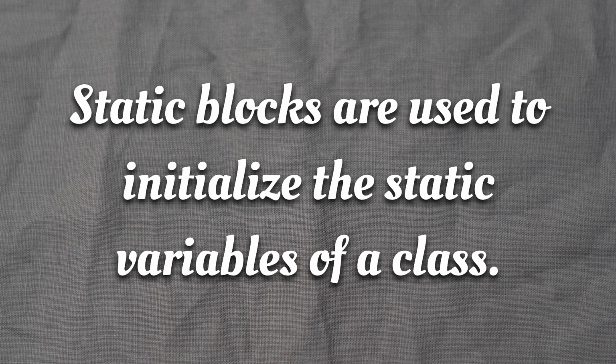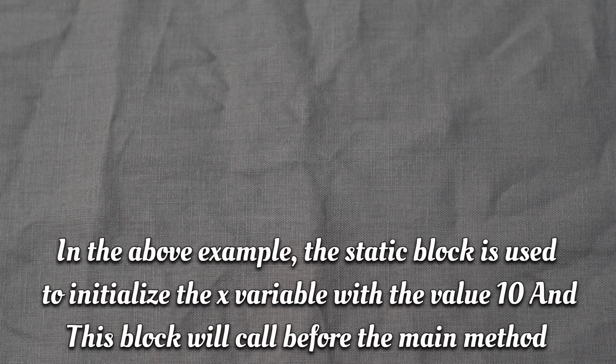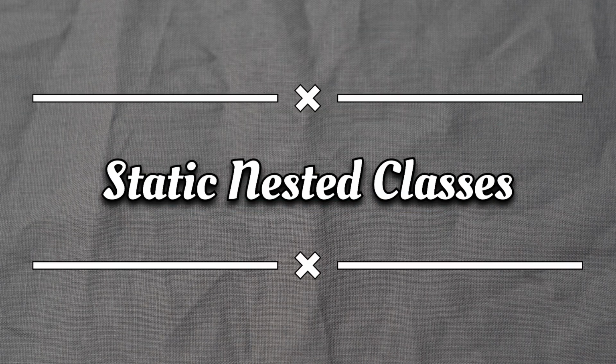Static blocks are used to initialize the static variables of a class. They are executed only once when the class is loaded into memory, before any other code is executed. Here's an example. In the above example, the static block is used to initialize the x variable with the value 10, and this block will be called before the main method.